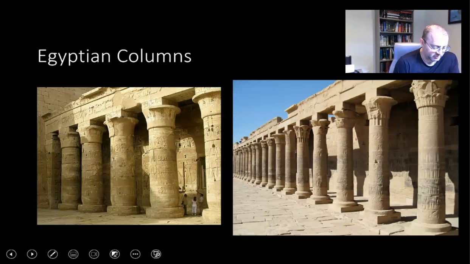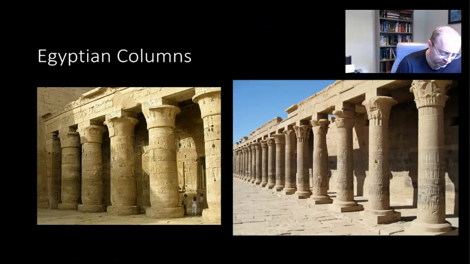So now we get to comparing the columns. What we have here are some of these Egyptian columns. And you can see we've got a person for comparison there. So this column is quite large. But it's also quite broad. So it's not that the Egyptian columns can't be tall. They certainly can. It's that when they get tall, they tend to be broad as well.